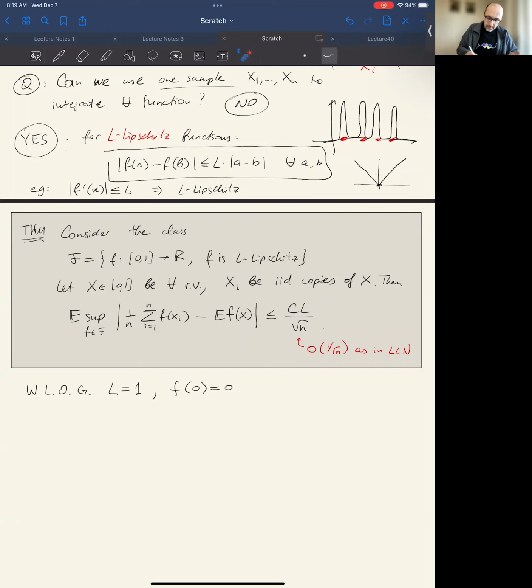Again, why? Because we're concerned about this difference. So if f of 0 is not 0, we just subtract f of 0. We can vertically displace all the functions, and that will not affect the left-hand side. If I subtract the same value from the functions, it doesn't affect the left-hand side because it cancels here. So let's do that. Our class of functions will be this, from 0 to 1 to R, where f of 0 is 0, and f is 1-Lipschitz.